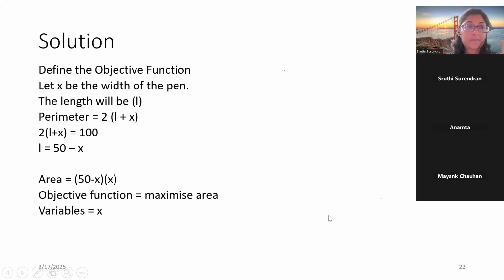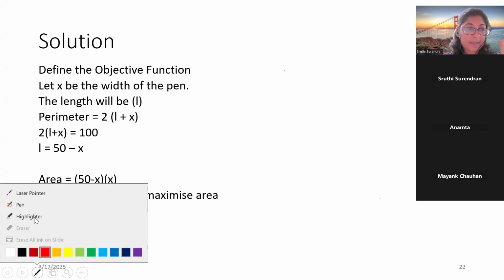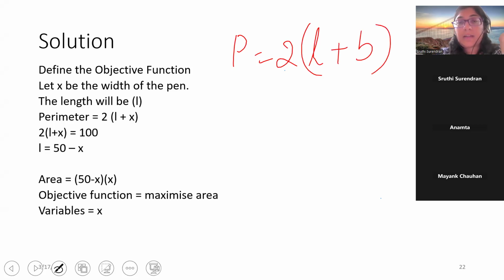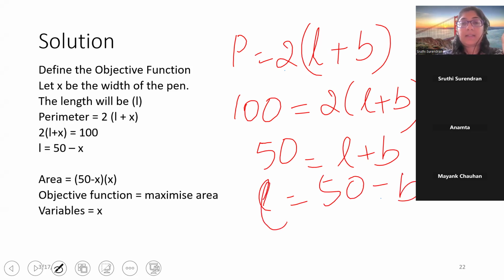So the objective function defined here is to maximize the area, right? Variable is x. Now let's see how it is x. Now if you see, we know that perimeter is equal to 2 times length plus breadth. Now we know the perimeter. It is given 100 is equal to 2 times length plus breadth. Now 50 will be equal to length plus breadth. So length alone is equal to 50 minus b. So we get this term L in terms of b.